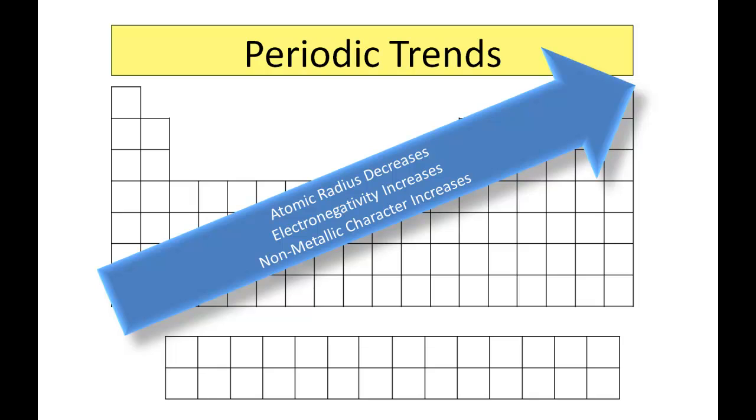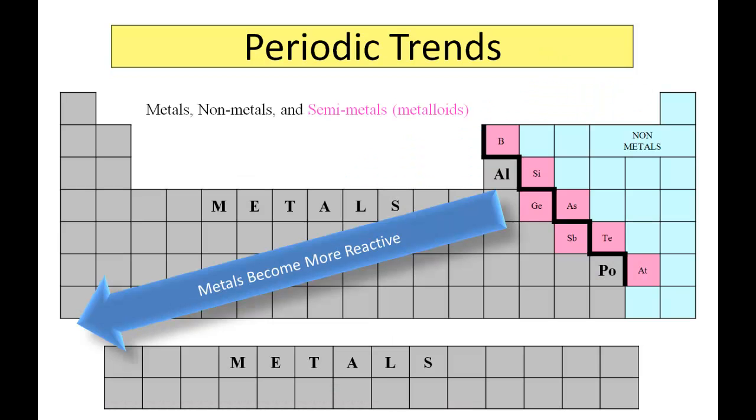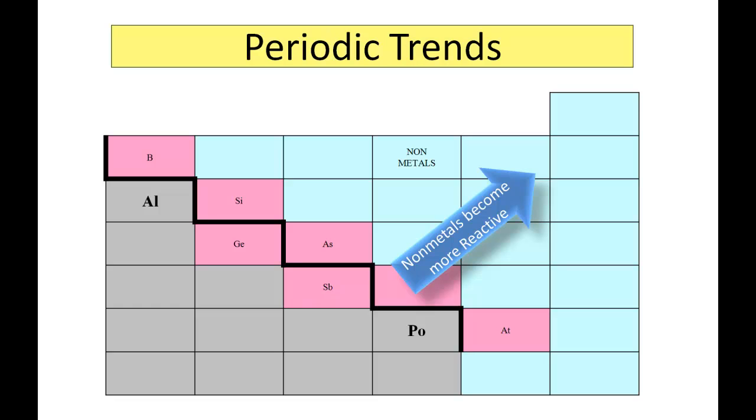Atomic radius will decrease, electronegativity increases, meaning it wants to gain electrons, which means the non-metallic character increases. Remember that nonmetals like to gain electrons. So if we are talking about metals, metals become more reactive because they become easier to remove electrons as they go to the bottom left. If we're talking about nonmetals, they become more reactive as they go to the top right because they want to gain an electron.